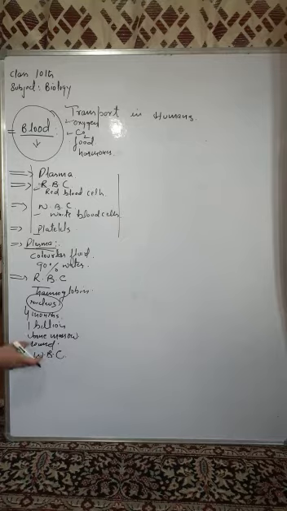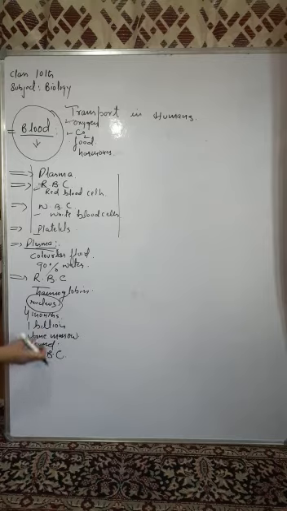Now the third component is WBCs, white blood cells. White blood cells are associated with our immune system. They are said to be the soldiers of our body. They are protective in function. How are they protective in function?